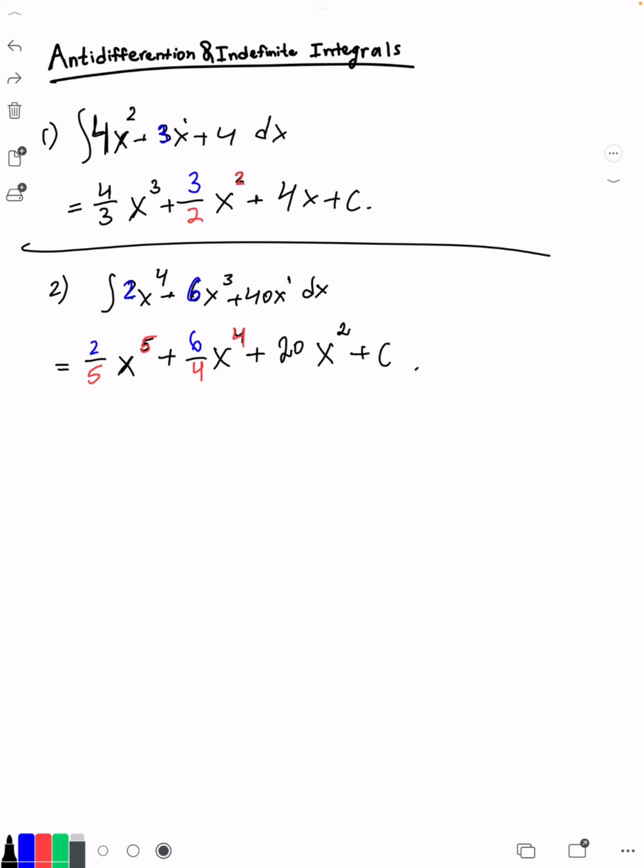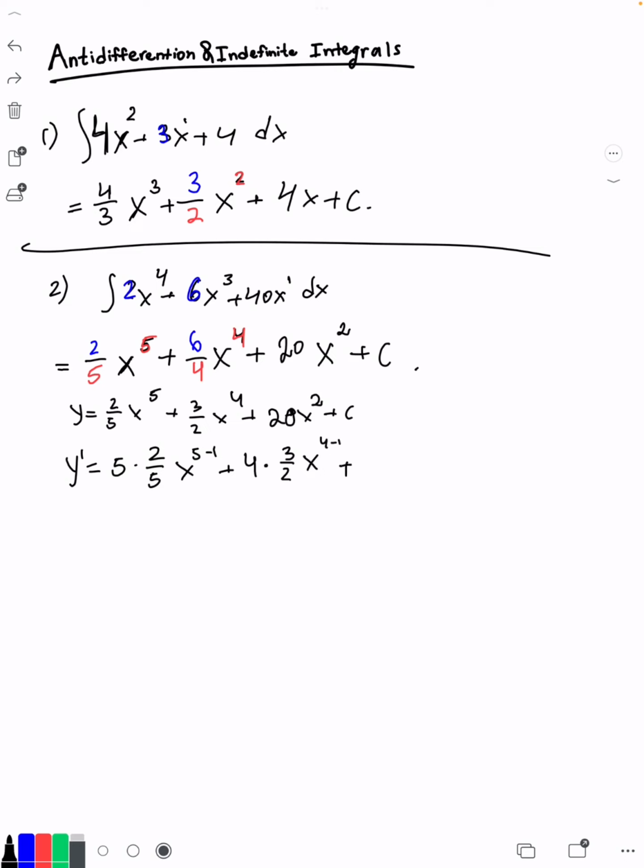Now, the best thing about anti-differentiation is we can always check if our answer is right. So now let's derive that. y prime equals 5 multiplied by 2/5 x to the power of 5 minus 1, plus 4 multiplied by 3/2 x to the power of 4 minus 1, plus 2 multiplied by 20 x to the power of 2 minus 1. C disappears since C is a number that we don't know if it existed or not.